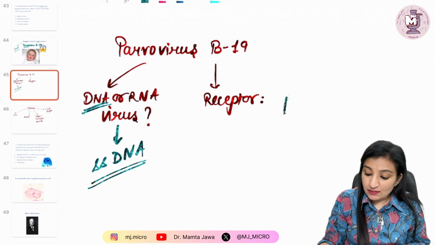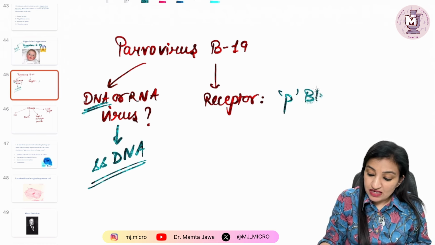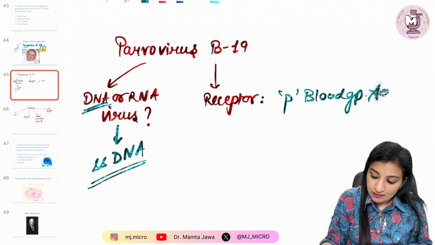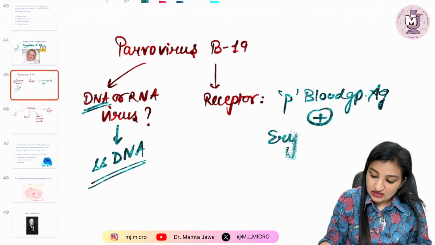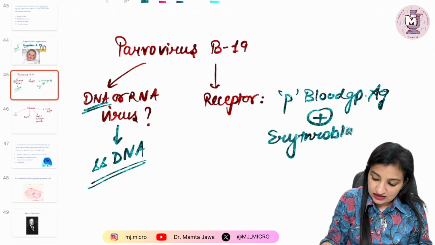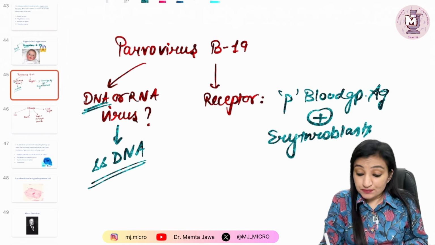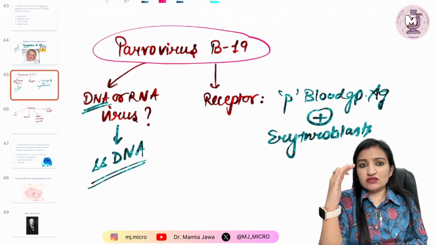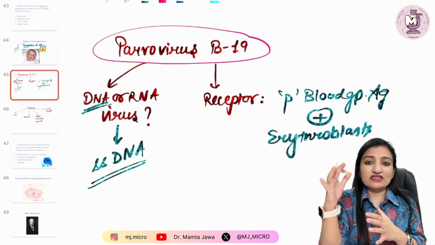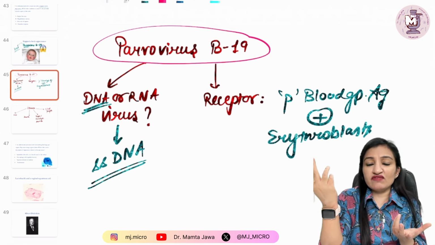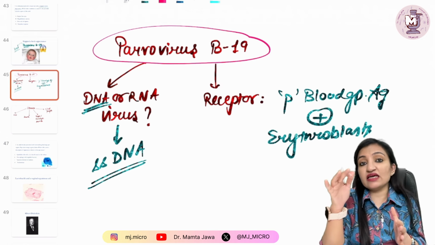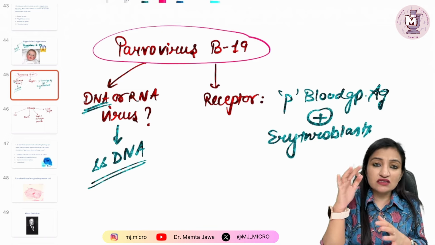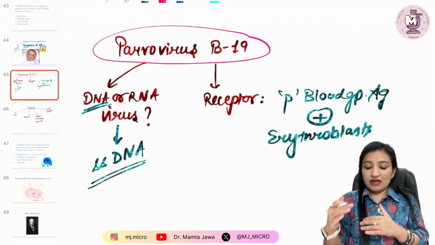Now, what is the receptor? The receptor is the P blood group antigen present on the developing RBCs, that is the erythroblast. Now, the peculiar feature about the infection by this virus is that the infection is usually self-limiting, and in case immunity is jeopardized because of some reason, then it becomes a problem.